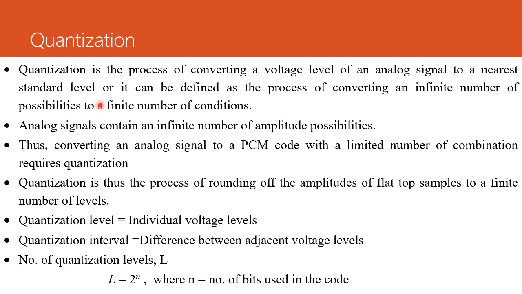So simply we can define quantization as the rounding of the amplitude of the flat top samples to a finite number of levels, or the process of converting an infinite number of possibilities to a finite number of conditions. For that we make use of quantization levels, represented as L, which can be found with the help of n, the number of bits used in the PCM code. So L is equal to 2 raised to n.